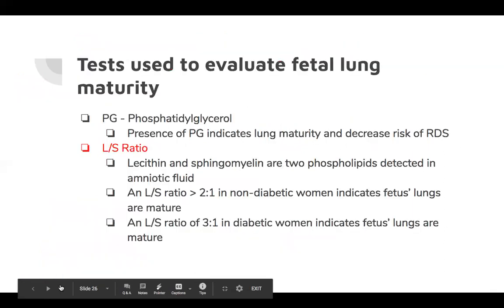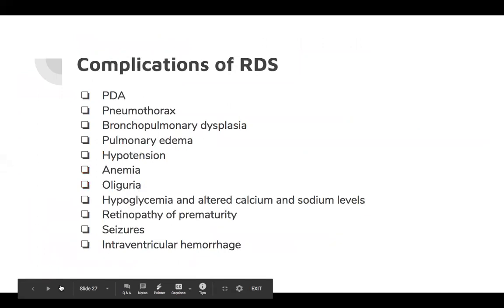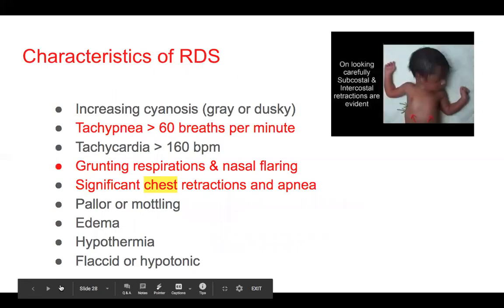So tests used to evaluate the fetal lung maturity, the one I want you to know is your LS ratio, and know your normals. So an LS ratio greater than 2:1 in a non-diabetic woman, or an LS ratio of 3:1 or greater than 3:1 in a diabetic woman are your norms. Complications of respiratory distress syndrome, I think we talked about that already. Characteristics, we talked about that, and there is your video. Another one is edema. I didn't talk about edema. So your tachypnea, grunting, respirations, nasal flaring, chest retractions.